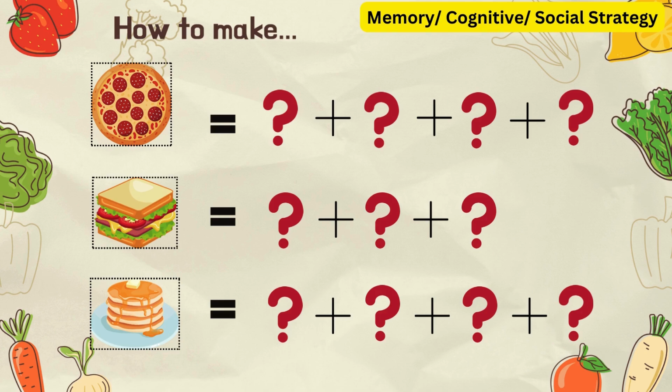This is how we can do this activity with the students. Can you see the pictures? The teacher will paste a picture of pizza or sandwich or pancake in front on the whiteboard, and the students will need to solve the puzzle, the question mark there, with the correct pictures of ingredients to make that specific food.